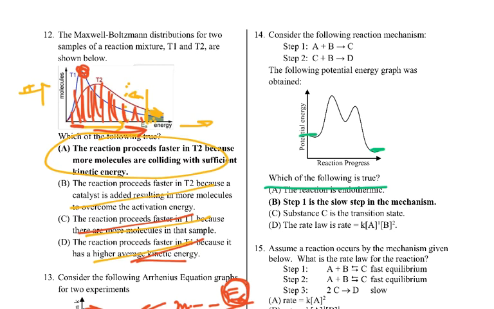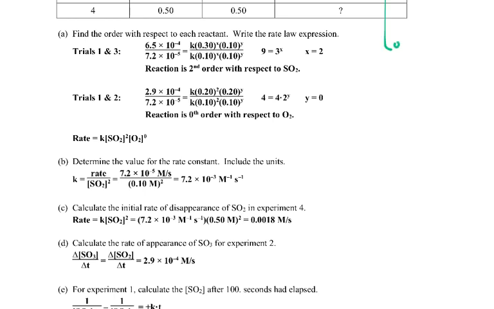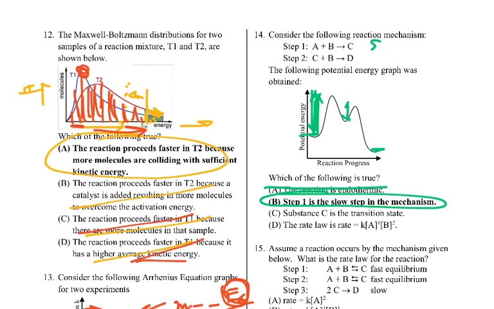Step 1 is the slow step in the mechanism. Okay, we look at the activation energy for this step versus the activation energy for that step. This is a taller activation energy, so it is a slower step. So step 1 is slower. So this is slow, and this is faster.